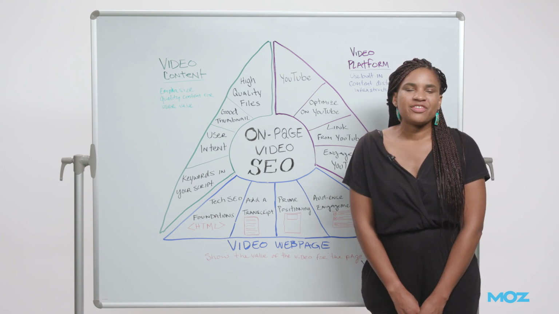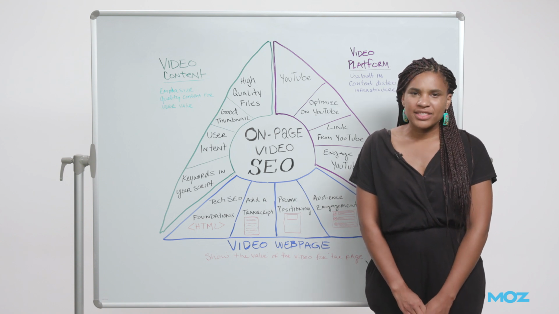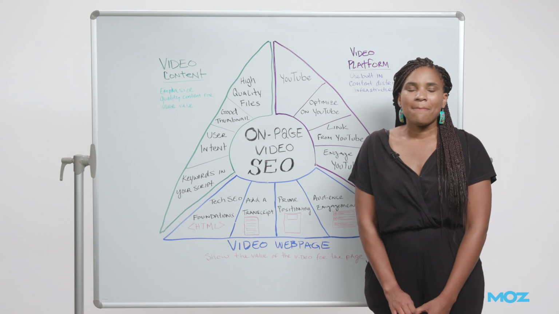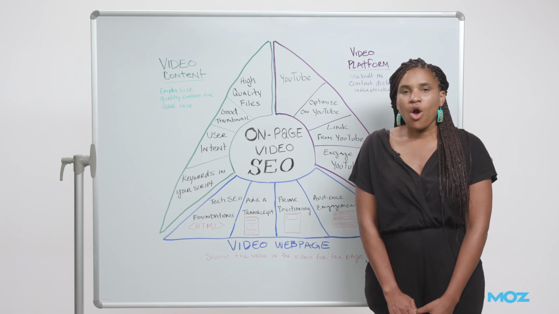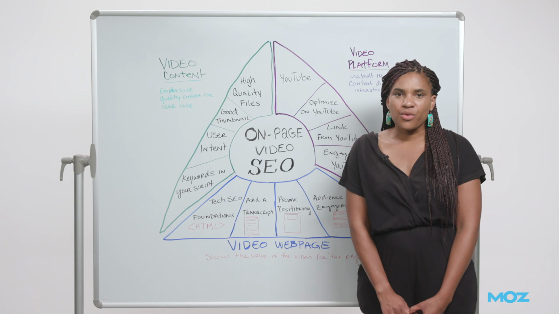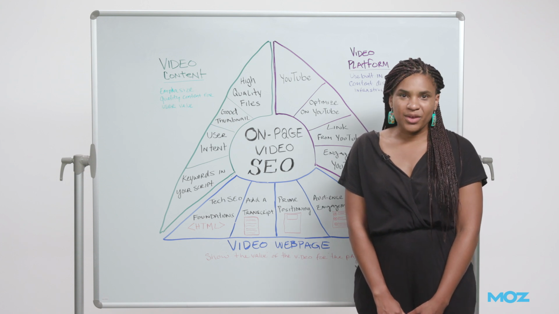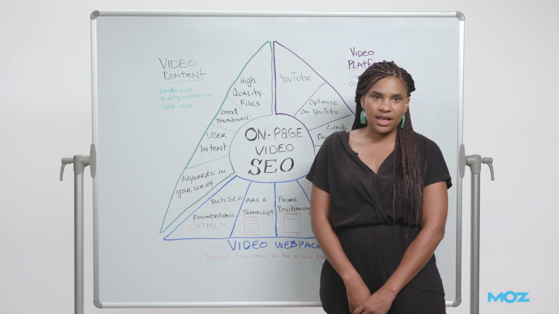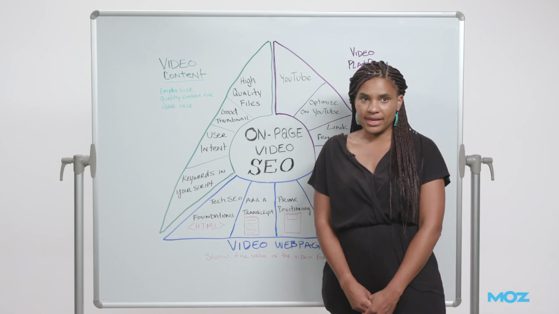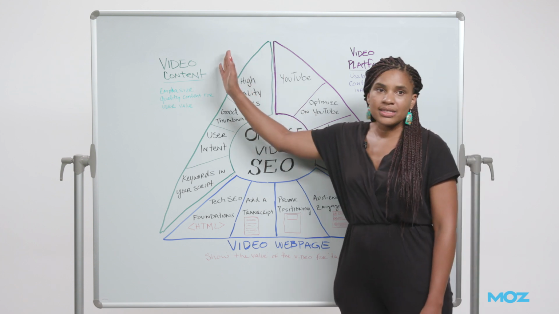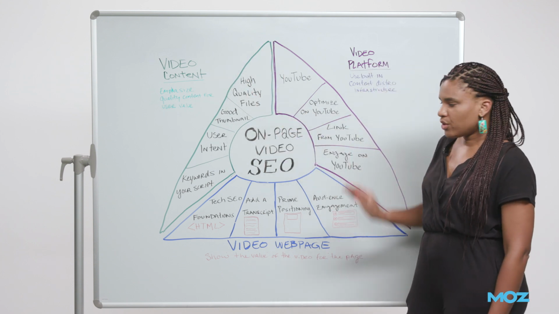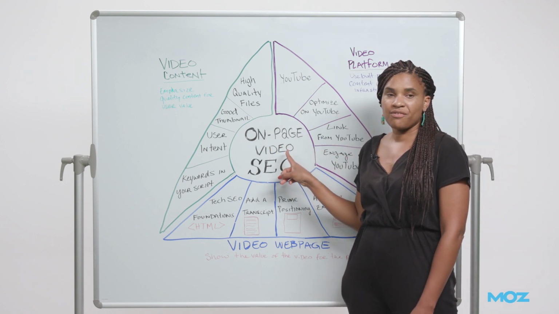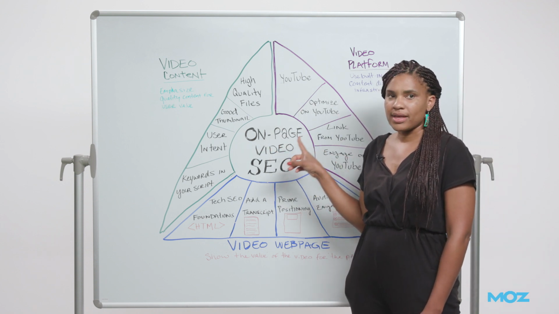When I talk about on-page video SEO, I mean SEO that allows you to get great benefits from embedding and using videos on your web pages and around your blog or your website. So what we're thinking about is essentially three parts of this activity all working together: your video content, the video platform that you use, and your video web page, all contributing to the value of your on-page video SEO.